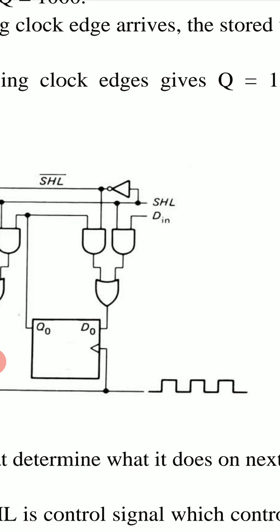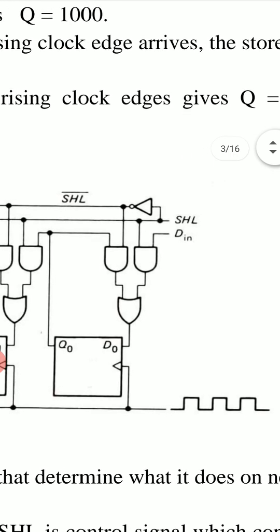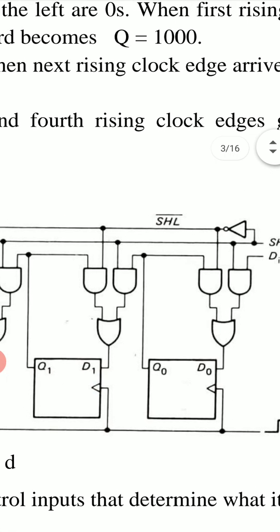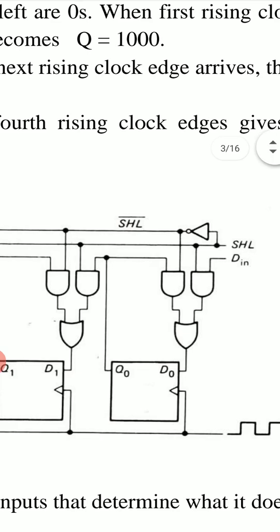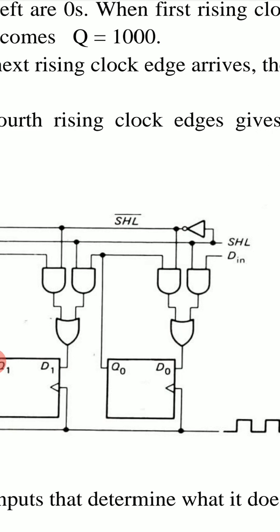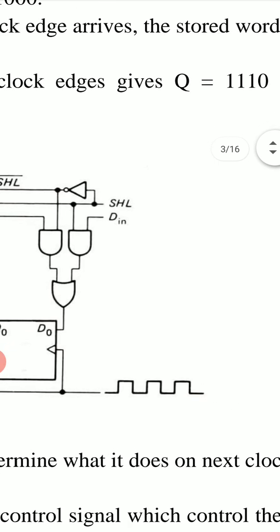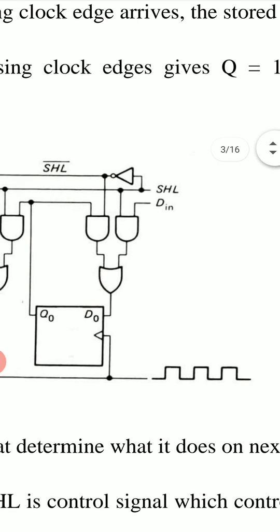This is the control signal which we write as SHL. SHL is for shift left. This is used to shift left. One line is for SHL, shift left, and its upper line is for SHL bar. SHL bar is obtained by using a NOT gate. Now there are these two AND gates. Inputs of the right AND gate are D in and SHL.